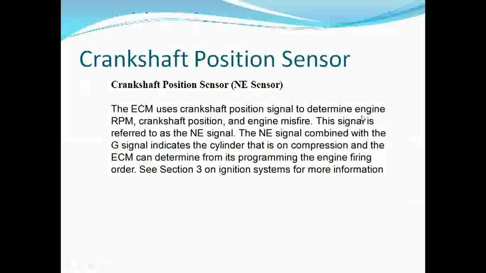The main parameter that determines engine RPM is crankshaft position and engine misfire. The NE signal combines with respect to the G signals. It is a main signal-generating signal that indicates the cylinder that is on compression, and the ECM can determine it by its programming. So hence the programming is being given to the sensor that is operated from the processor. We'll see the actions in section 3, that is on ignition systems.